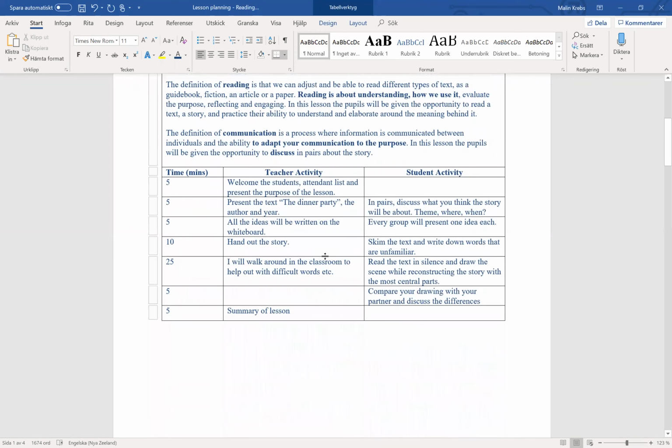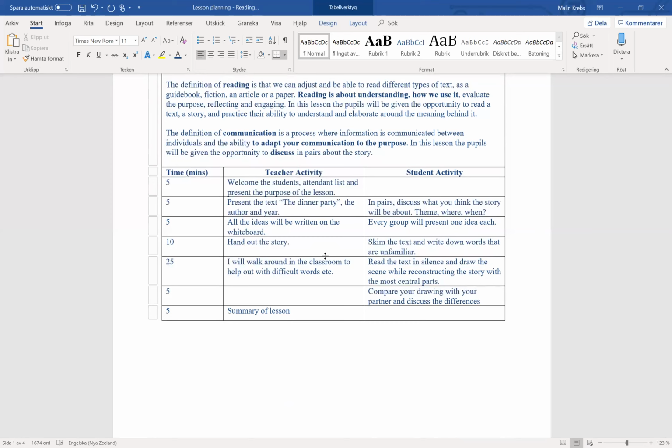And the lesson will be around 60 minutes, where in the first 5 minutes I will present the purpose of the lesson, welcome the students, and also use the attendance list. The next 5 minutes I will present the text, The Dinner Party, where the students in pairs will discuss what they think the story will be about.